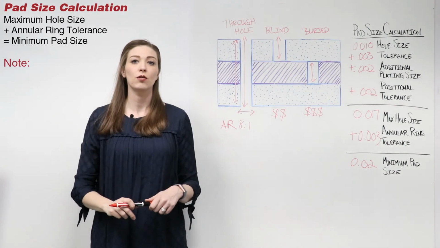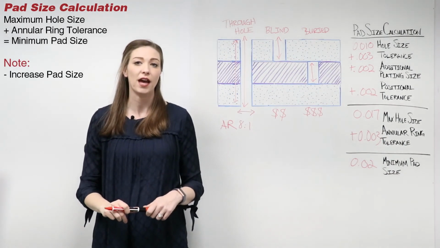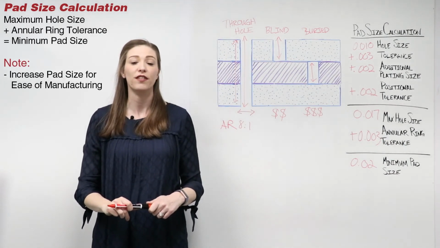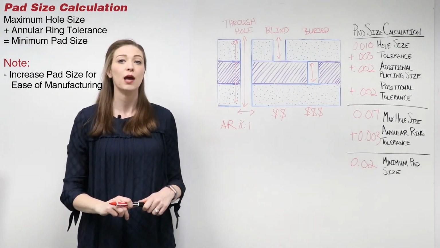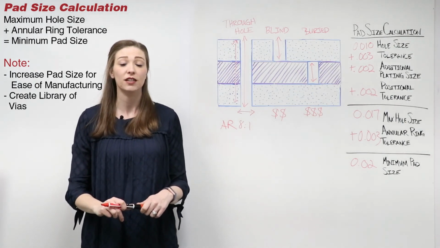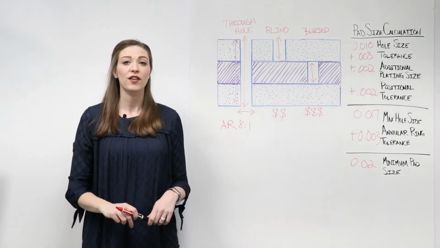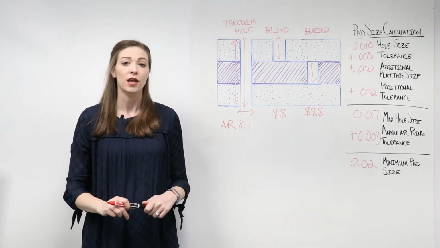Please note that it is always a good idea to increase the size of the pad if your design allows for ease of manufacturability. Also, to save time and reduce errors, create a library of completed pad stacks for these different types of vias.